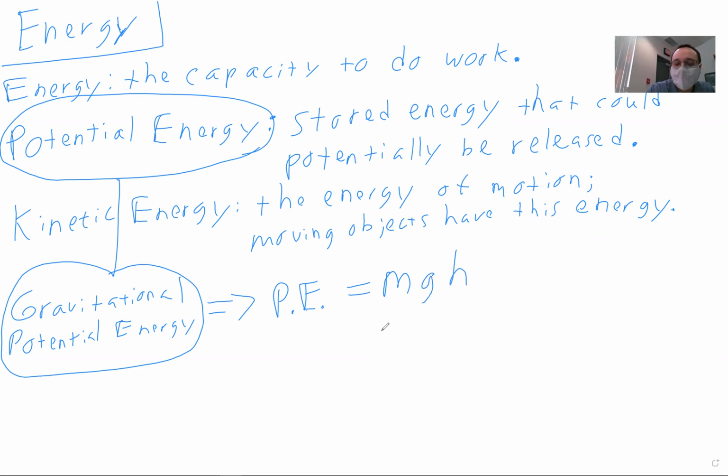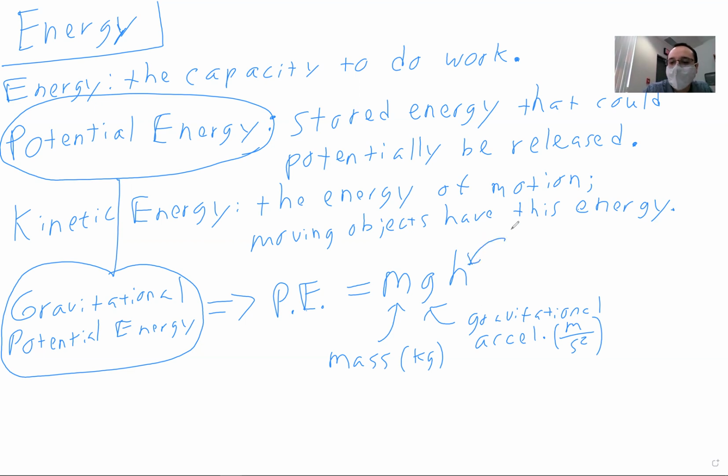just multiplying on through. M stands, of course, for mass, and we use kilograms. G stands for gravitational acceleration. And the units, of course, are meters per squared second. And then times height, and this is in meters.